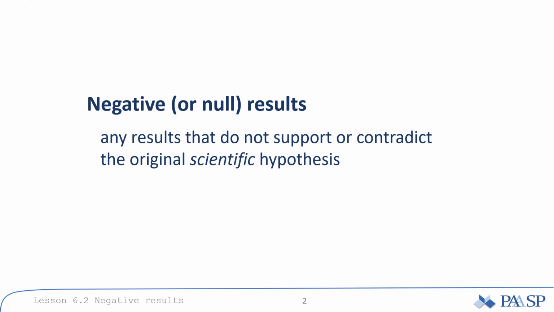For example, we expect that drug A will slow down the progression of the disease B. This would be our scientific hypothesis, and our studies may turn out not to be supportive or even contrary to this hypothesis if the drug has no impact on disease progression or makes it even worse. These would be a negative or null result from the perspective of our original hypothesis.